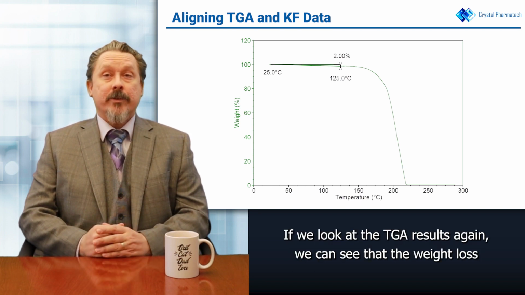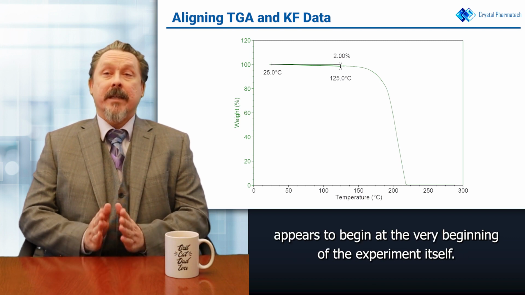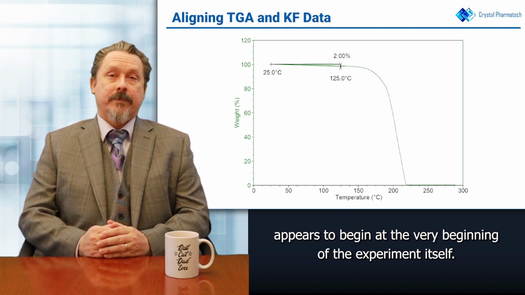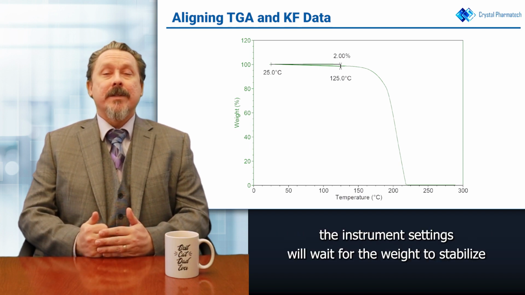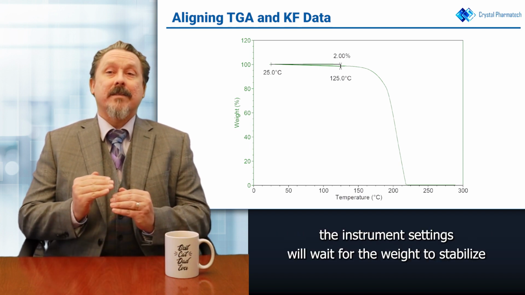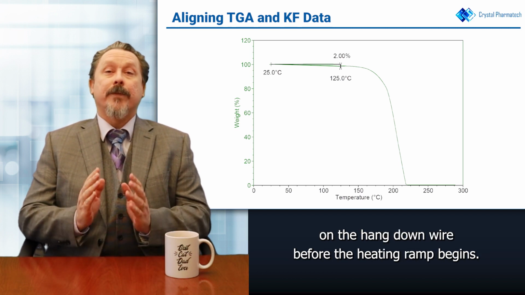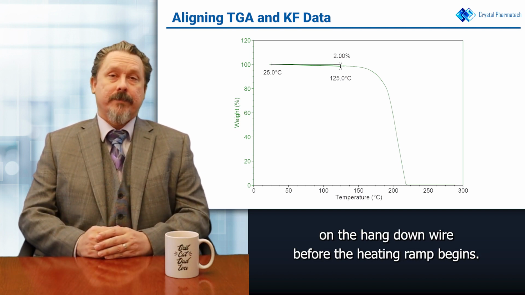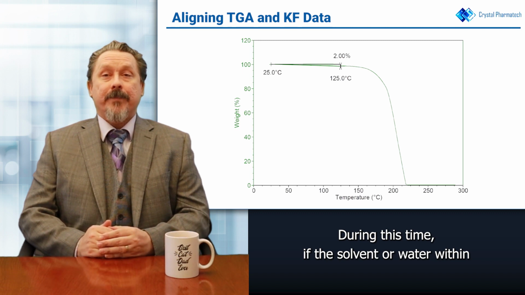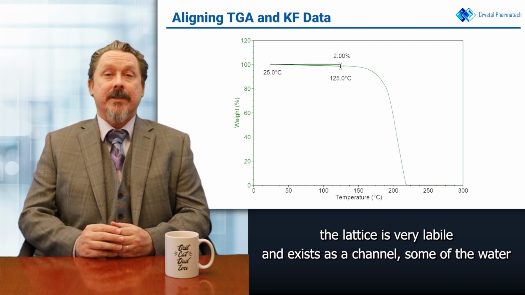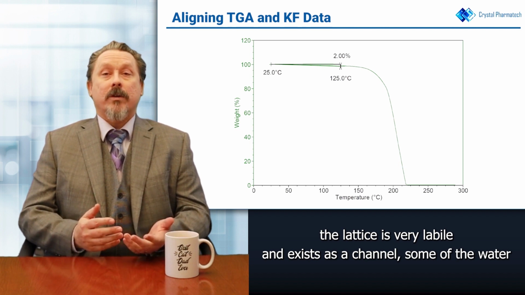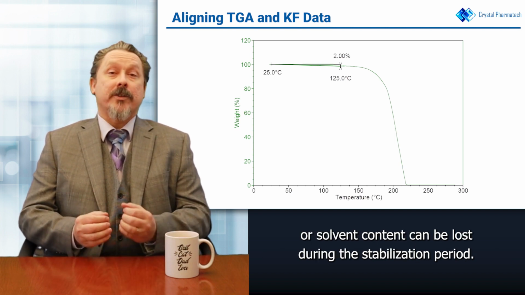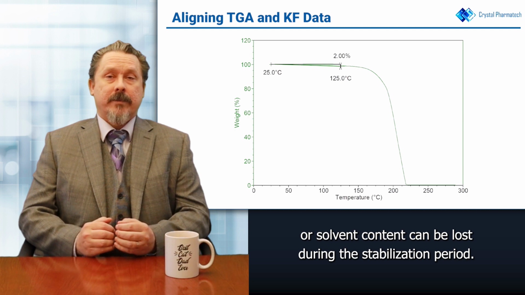If we look at the TGA results again, we can see that the weight loss appears to begin at the very beginning of the experiment itself. Oftentimes with TGA experiments, the instrument settings will wait for the weight to stabilize on the hang-down wire before the heating ramp begins. During this time, if the solvent or water within the lattice is very labile and exists as a channel, some of the water or solvent content can be lost during the stabilization period.